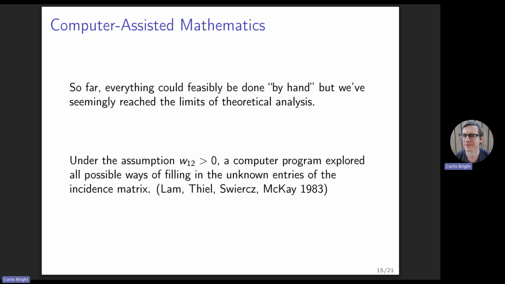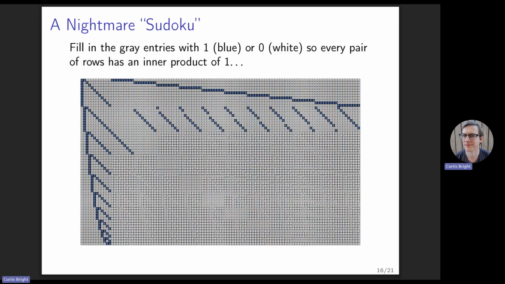Well, what Lam does is he makes the assumption, okay, let's look at the first unknown coefficient in the weight enumerator, W12. Let's assume it's positive. So there is a vector of weight 12 in the code. That's a pretty strong condition. And based off this condition, what does he do? He generates what I call a nightmare Sudoku.